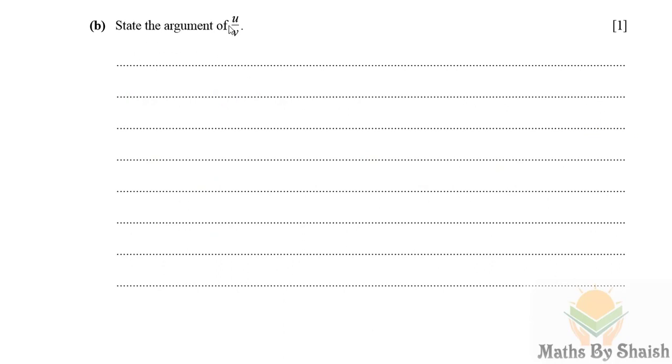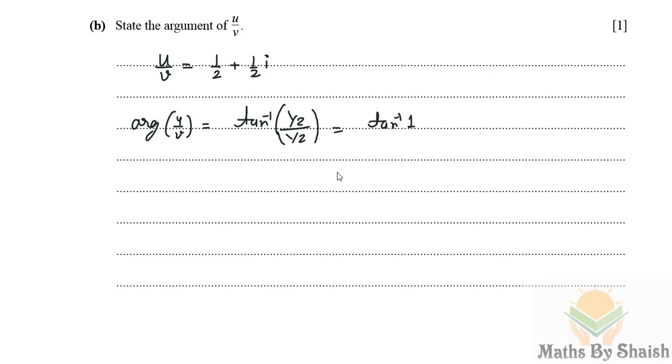State the argument of u over v. So since from the first part u over v is 1 by 2 plus 1 by 2 iota, the argument of u over v would be tangent inverse of y by x, that is 1 upon 2 over 1 upon 2, that is going to be tangent inverse 1, and it is going to be pi by 4. We know that tangent inverse of 1 is pi by 4, so the argument of u over v is pi by 4. We could have directly written pi by 4 because the question is to state the argument of u by v. So that's the answer. Let's do the next part.